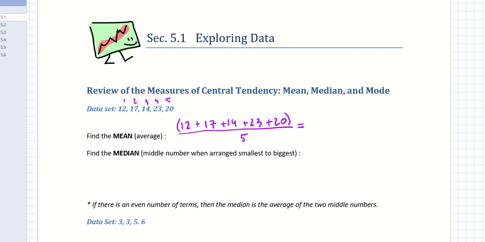So if you add all the numbers on the top together, you're going to end up with 86. And then you divide this by 5, you're going to get 17.2. So that's going to be our average or our mean. So mean is the proper term that we use in statistics or in math.